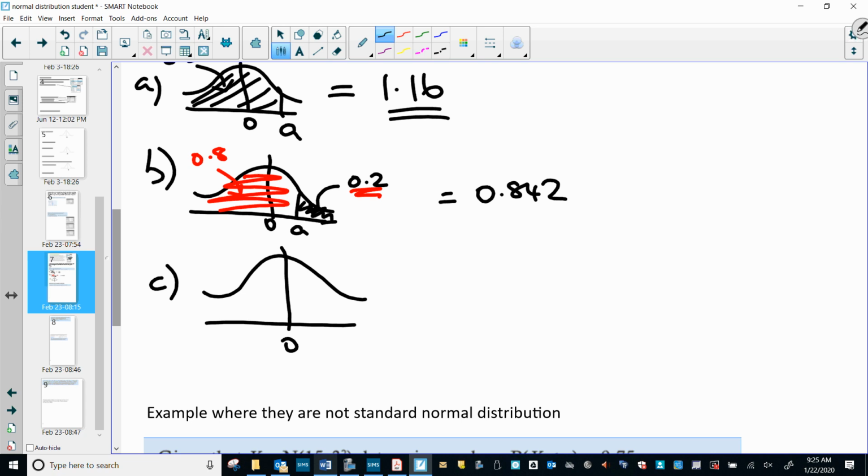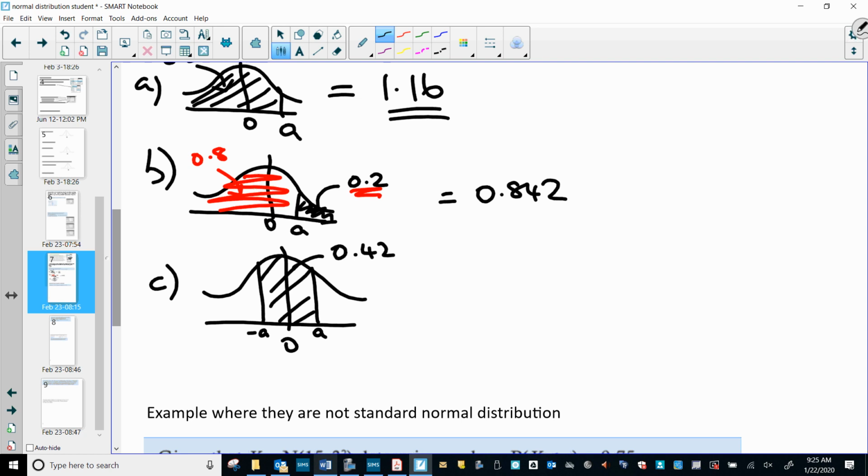Would it be a range to the left of 0? All to the left? No. Only one. So here would be negative A, yes? And the other one here would be A. And what do we know about this? It's got to be the same distance, because it's A. If it said A and B, then we couldn't do it. But because it's A, we can do that. So this bit here represents 0.42.